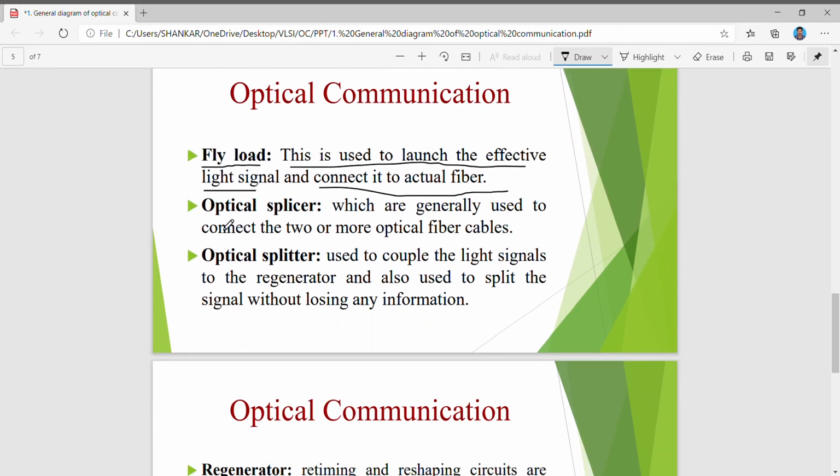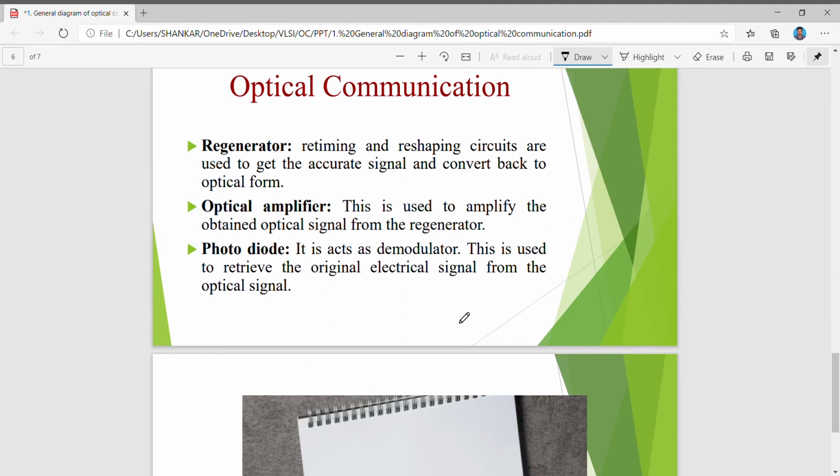Okay. See here, the optical splicer is generally used to connect two or more optical fiber cables, and the optical splitter is used to couple the light signals to the regenerator, and also to split the signal without losing any information. In the regenerator block, we use retiming and reshaping circuits in order to get the accurate signal and convert it back to optical form. The optical amplifier is used to amplify the optical signal obtained from the regenerator.